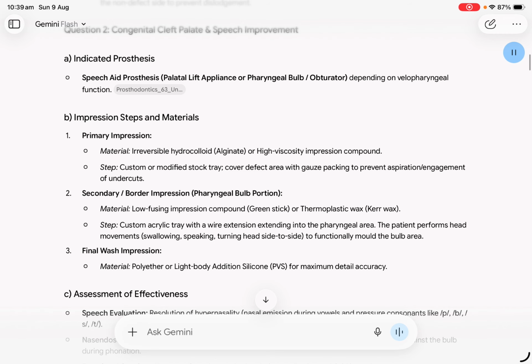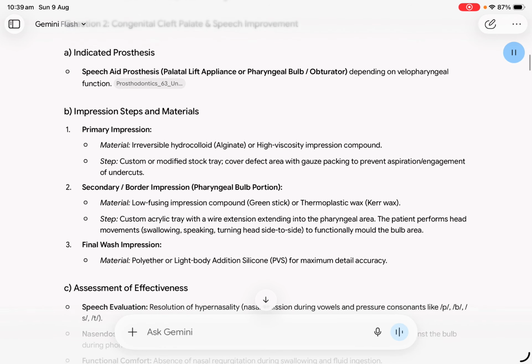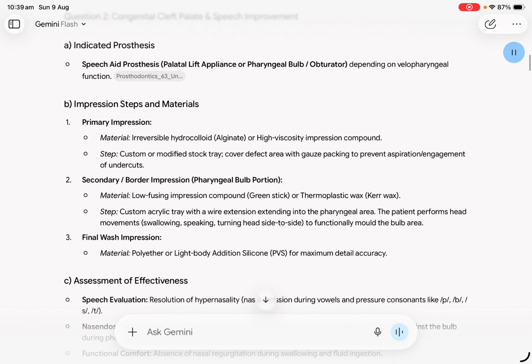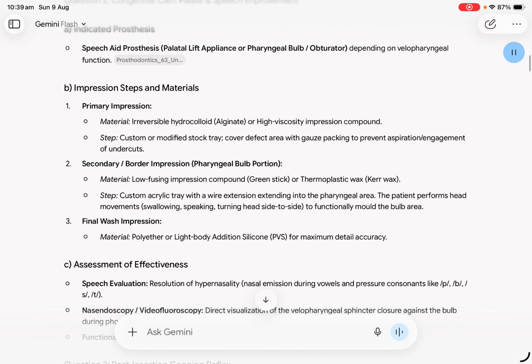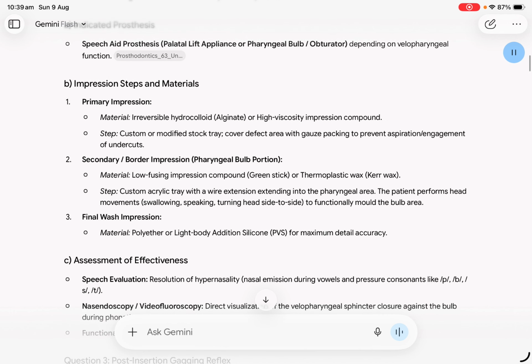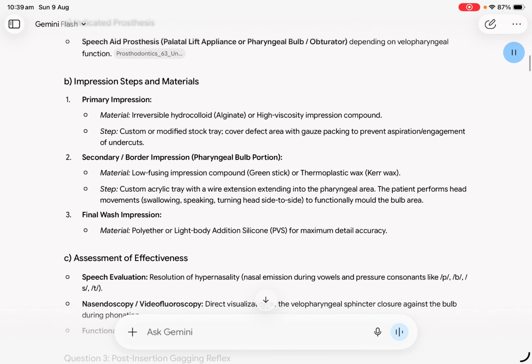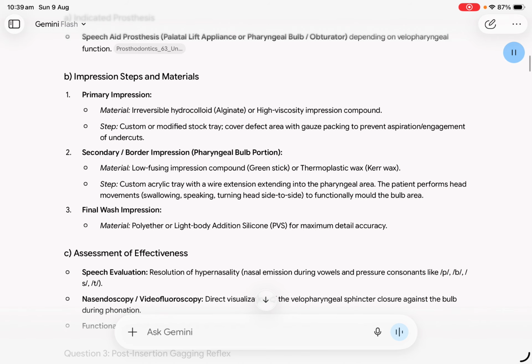2. Secondary/border impression, pharyngeal bulb portion. Material: low-fusing impression compound, green stick, or thermoplastic wax, Kerr wax. Step: custom acrylic tray with a wire extension extending into the pharyngeal area. The patient performs head movements, swallowing, speaking, turning head side to side, to functionally mold the bulb area.